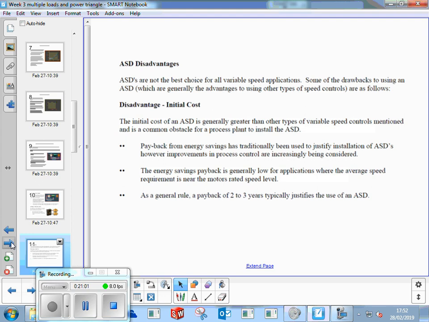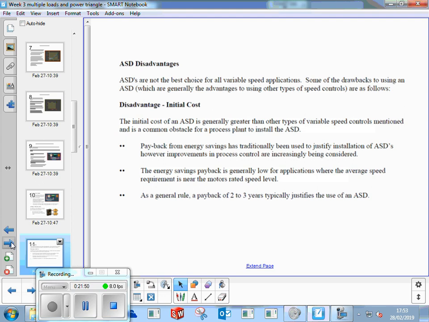We had a look at some advantages. How about the disadvantages? Well, initial cost. They're not the best choice for all variable speed systems. Some of the drawbacks to using them are that the initial cost of an ISD is generally greater than other types of variable speed control mentioned, and is a common obstacle for the process plant to install the ISD.